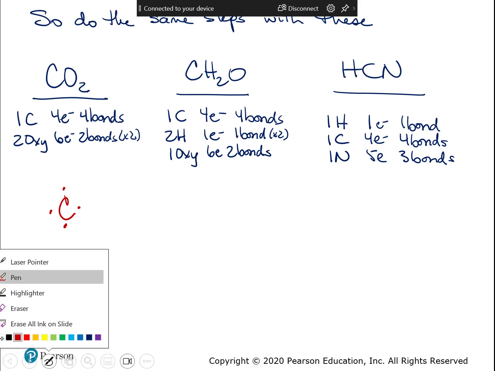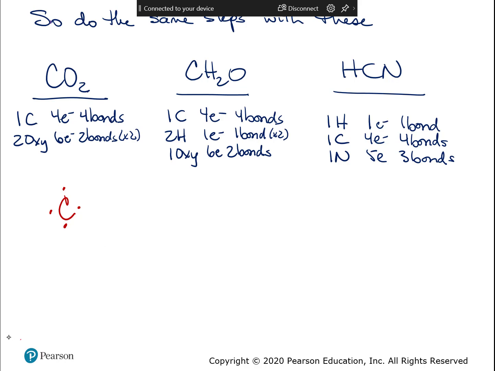Then I'm going to add the atom that needs the most bonds next. Well, I've got 2 oxygens, so either one. So 1, 2, 3, 4, 5. Just make sure that you pair one black electron from the oxygen with the single red electron from the carbon. So I made a covalent bond. Notice I wrote them this way. That's okay. You can do it this way, you can do it that way.